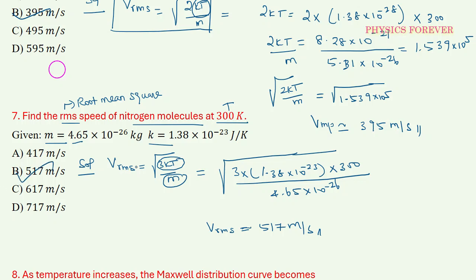These are all simple problems. We just have to know the formula, substitute the given data, and after a simple calculation we get the result. We have to remember two formulas: the most probable speed, root of 2kT by m, and the root mean square speed, root of 3kT by m. Remember, here 2, here 3.